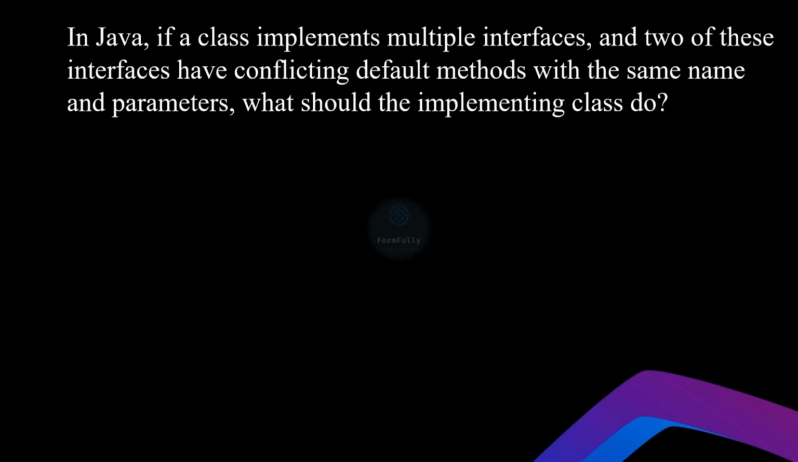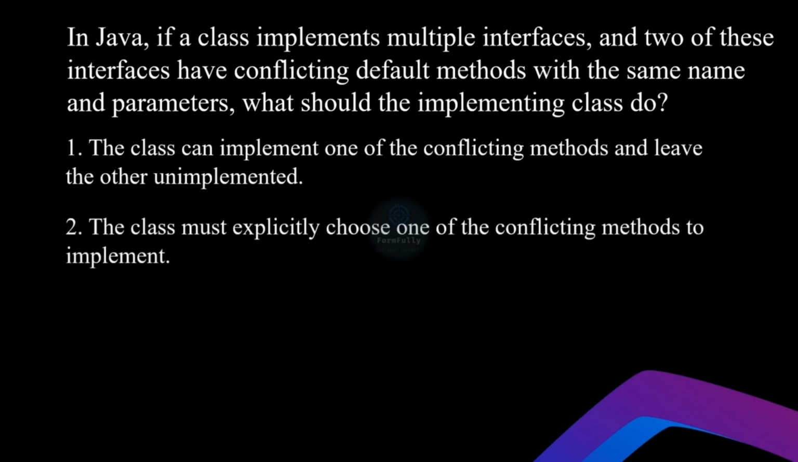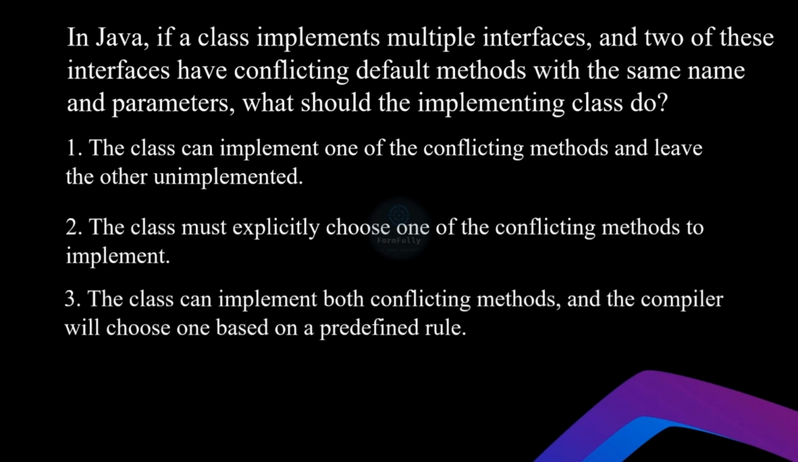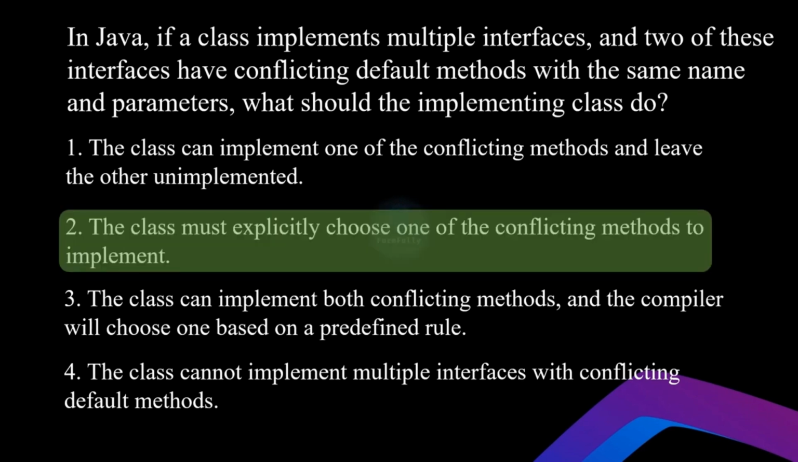In Java, if a class implements multiple interfaces and two of these interfaces have conflicting default methods with the same name and parameters, what should the implementing class do? Options are: the class can implement one of the conflicting methods and leave the other unimplemented. Option 2, the class must explicitly choose one of the conflicting methods to implement. The class can implement both conflicting methods and the compiler will choose one based on a predefined rule. A class cannot implement multiple interfaces with conflicting default methods. Here, option 2 is correct.